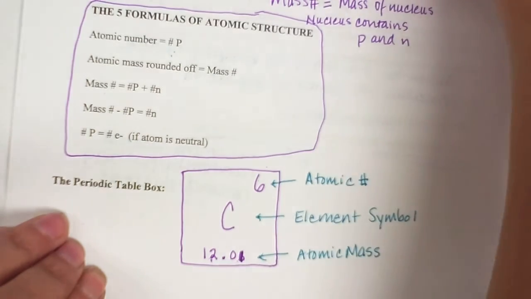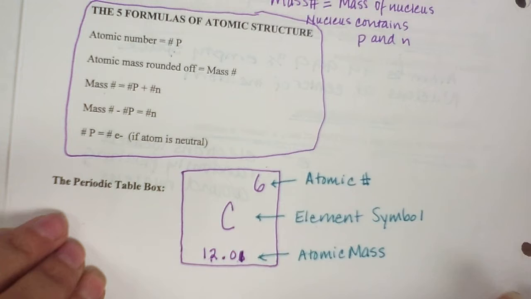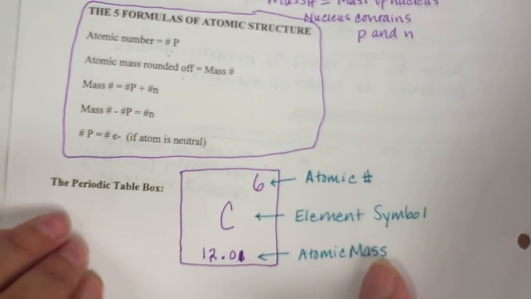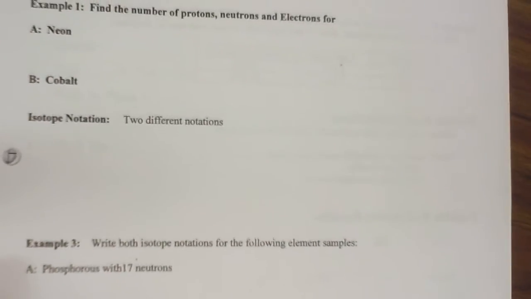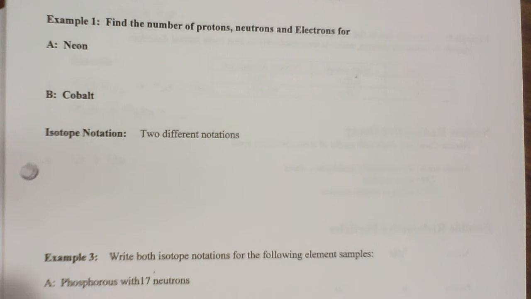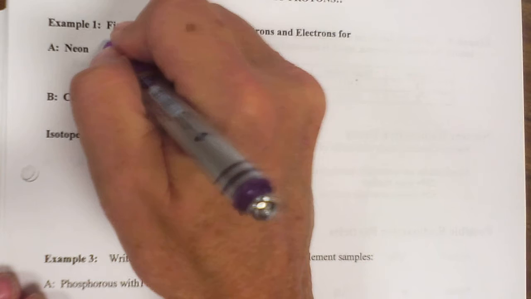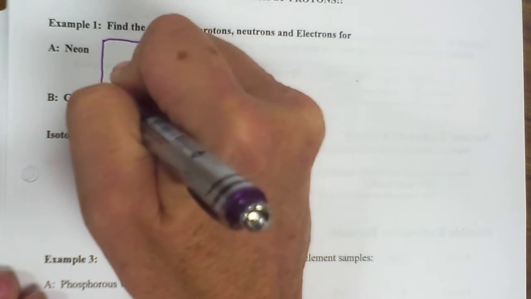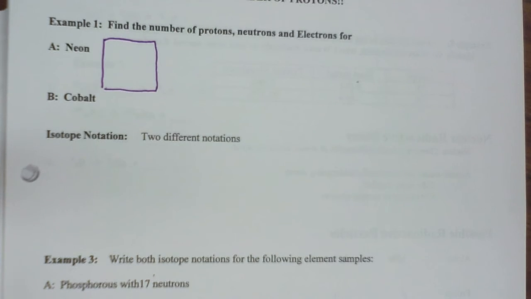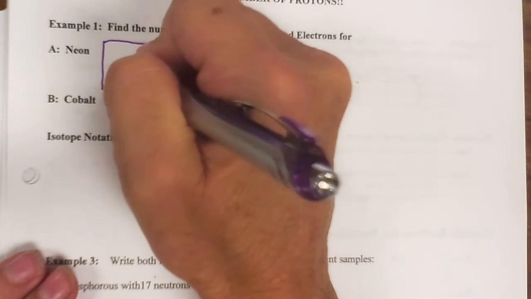All right, so let's look at a problem where we're going to use these 5 formulas, all right? And it'll be similar to the one you're doing for homework tonight. So we're going to turn over and we're going to go to example 1. We're going to skip the top section for right now. Example 1, find the number of protons, neutrons, and electrons for neon. So what I'm going to do is I'm going to put the box for neon here. You do not have to, but I'm going to do it just so that you have it because, you know, you might be close to a periodic table. All right. So here's neon.